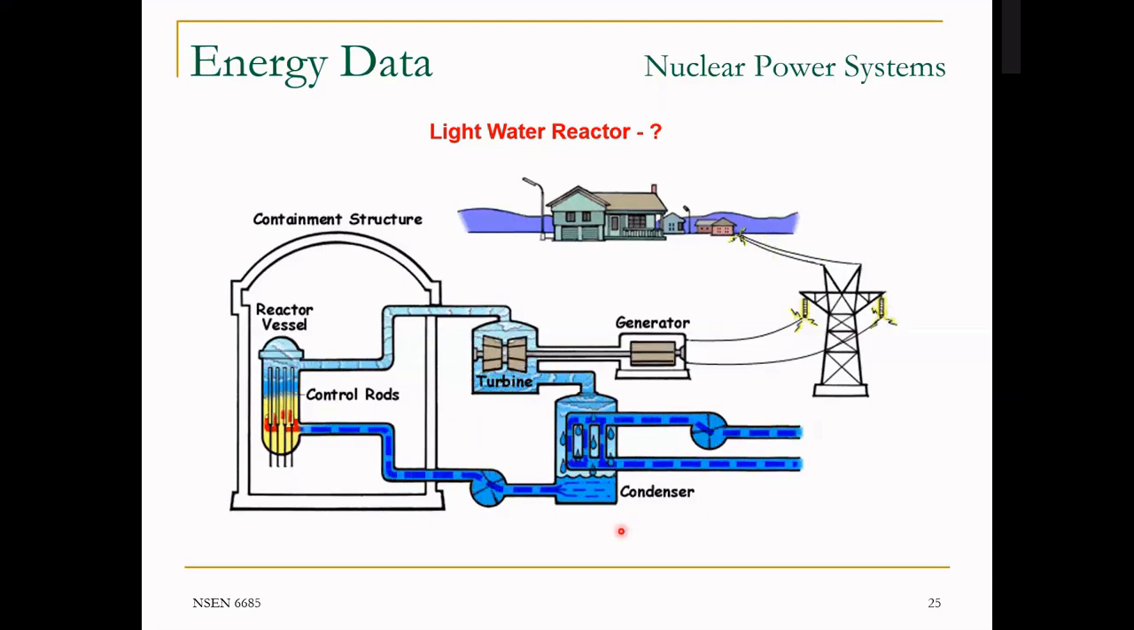boiling water reactor. But the main difference is there is no pressurizer, so we are allowing the water to boil into steam inside the reactor core itself. So these are the two types of water-cooled reactors, called light water reactors: the pressurized water reactor and the boiling water reactor.